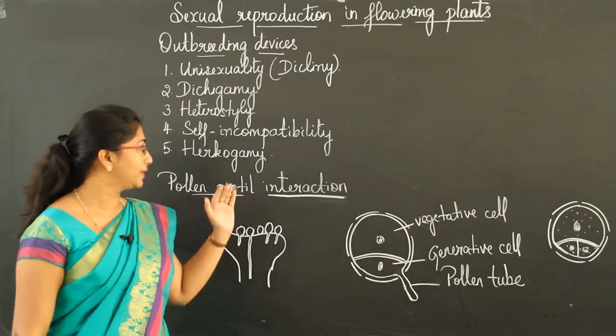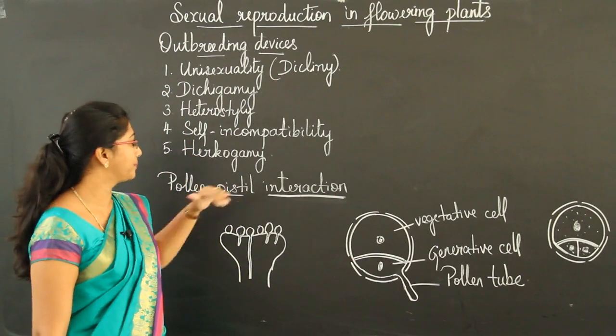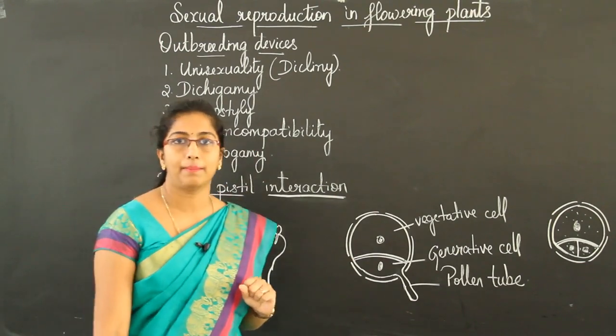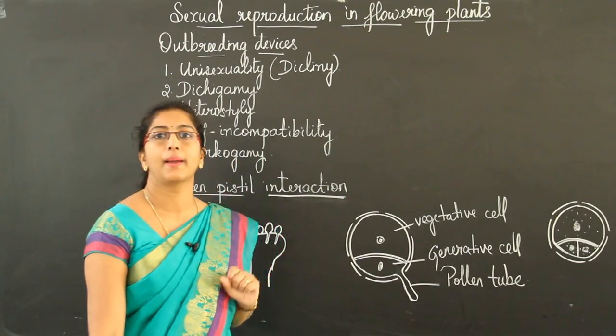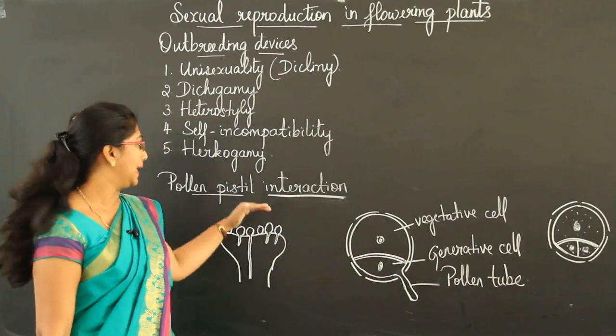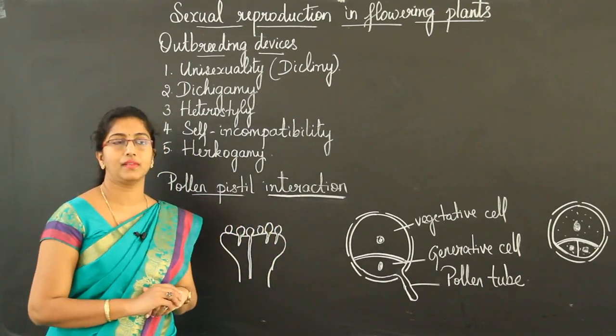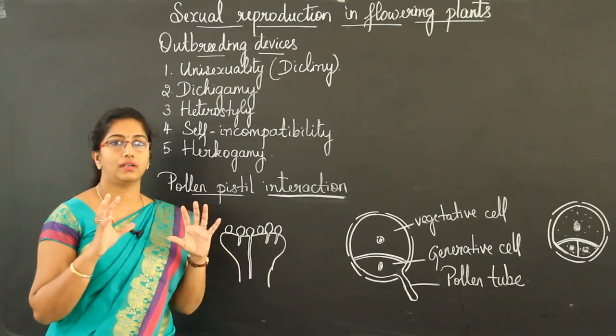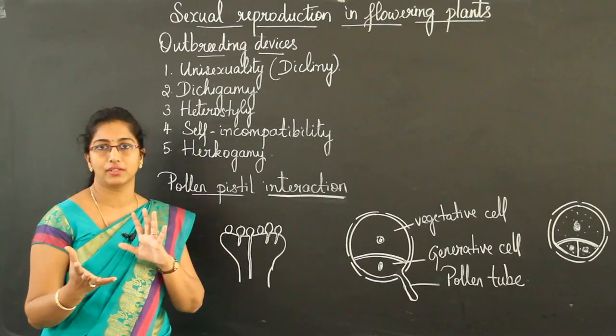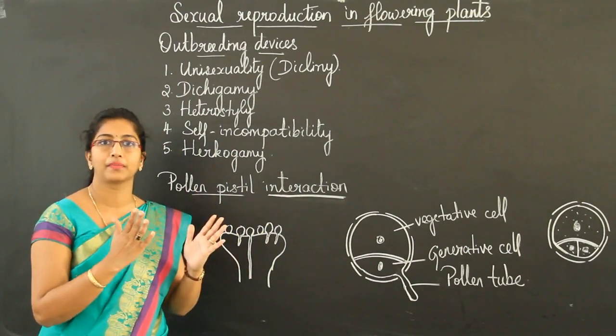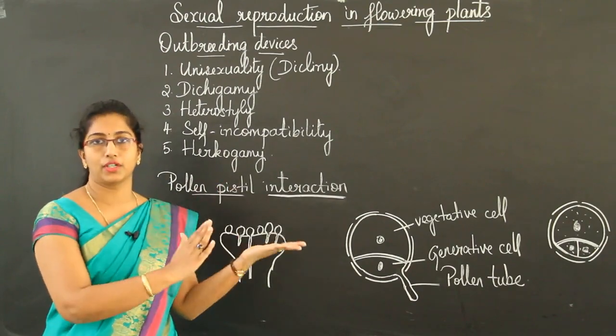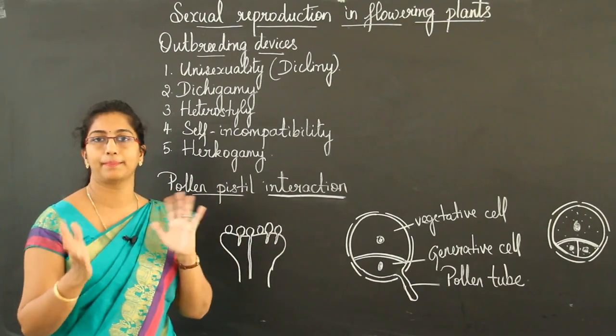Now after that we are moving on to the next part of the chapter, that is pollen-pistil interaction. We have studied about pollination. Pollen is released from the anther and transferred to the stigma. So that is pollination.